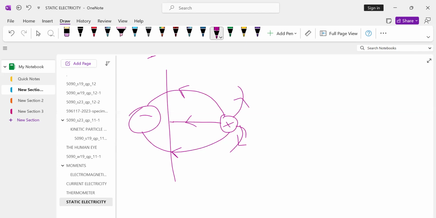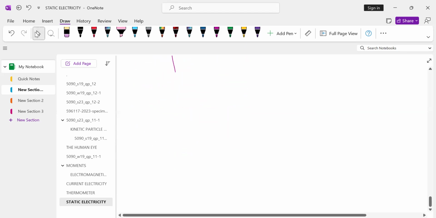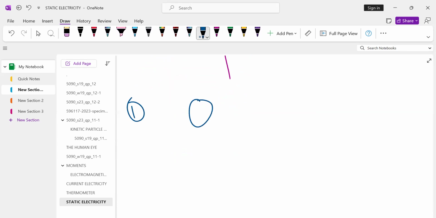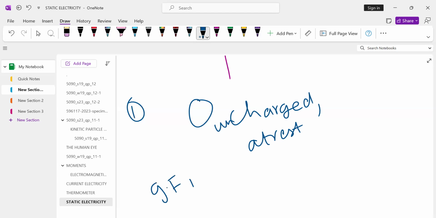Now, a few things that you need to remember. So the first one is that, let me draw it. This is a charge and it is written that it is uncharged and it is at rest. So which force is acting on it? Right now only gravitational force is acting on it due to mass. It is uncharged and it is at rest, so gravitational force is acting due to mass.